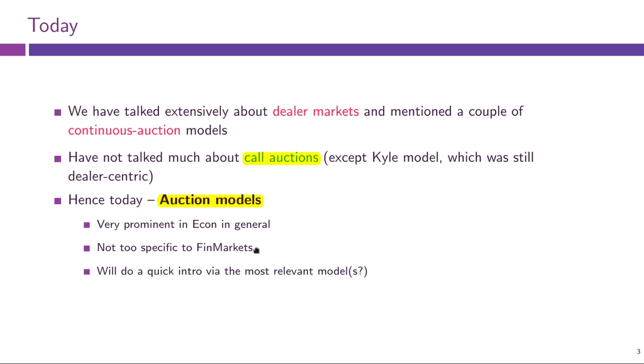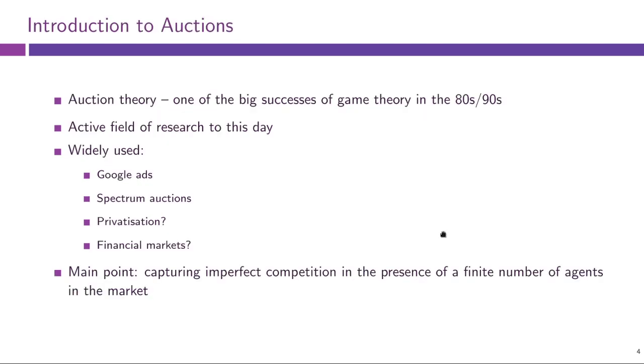Now, we will do a quick introduction to that literature using some of the models most relevant to our settings. Auction theory in general is one of the big successes, and I'm not sure if I should say first, but it might be one of the first big successes of game theory, of the more modern approach to economic analysis, as it was developed in the late 70s, early 80s. The field was most active in the last century, in the 1900s, but it is still an active field of research to this day.